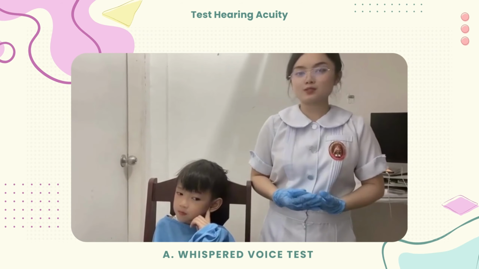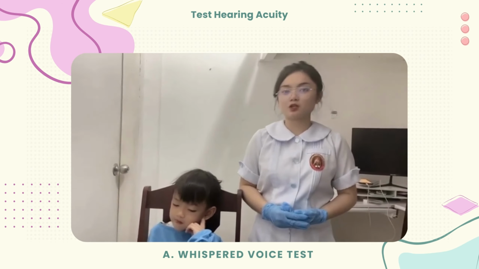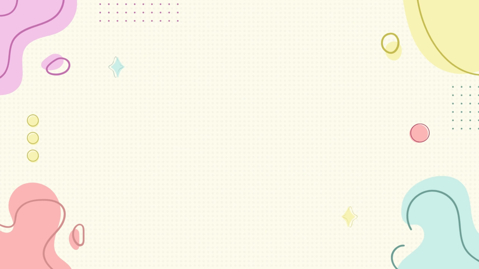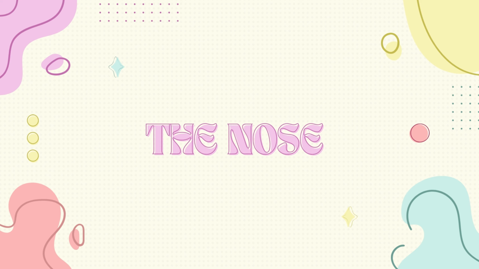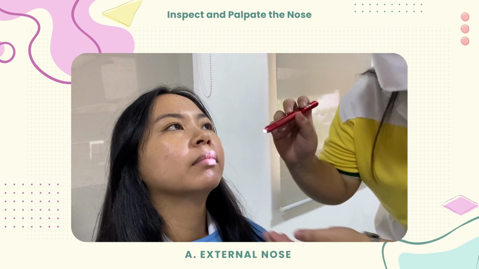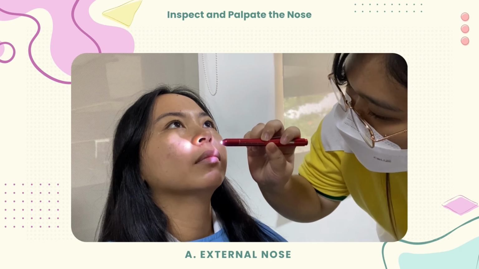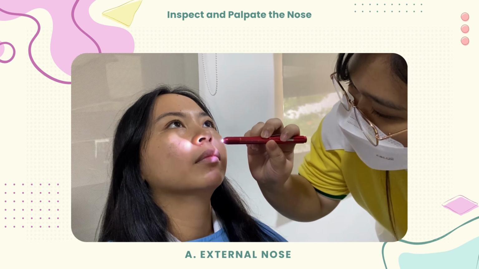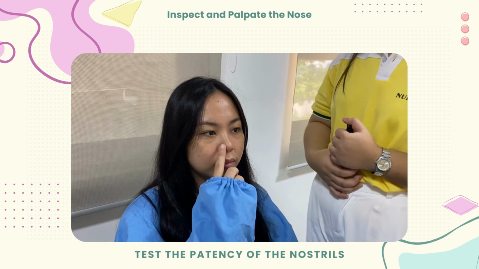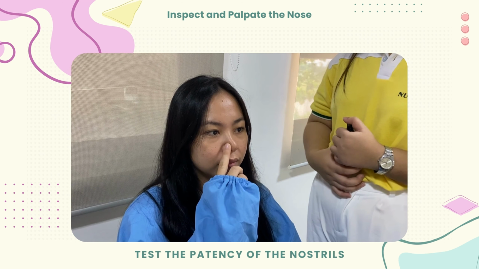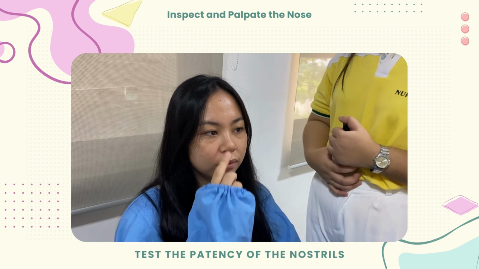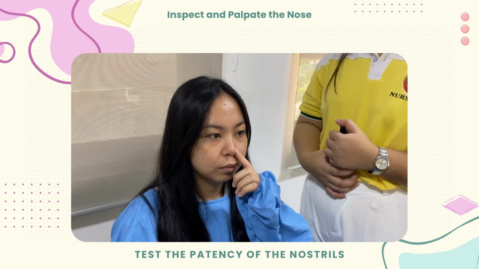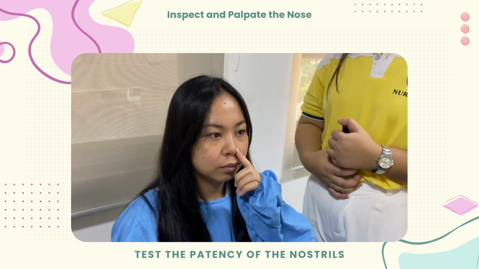That concludes the inspection and palpation of the external ear. Nose. Inspect for deformity, asymmetry, inflammation, or skin lesions. Test the patency of the nostrils. This reveals any obstructions, which are later explored with the nasal speculum.